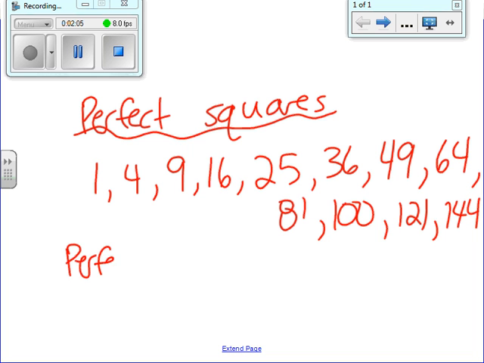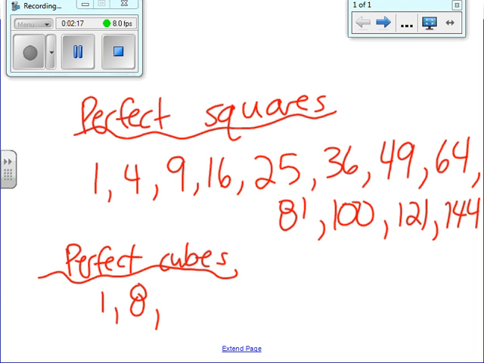Perfect cubes are the same idea, except now you've got numbers with whole number cubed roots. So basically I'm going 1 times 1 times 1 gives me 1, 2 times 2 times 2 gives me 8, 3 times 3 times 3 gives me 27, 4 times 4 times 4 gives me, let's see, what's 4 times 4 times 4? Of course, 64. 5 times 5 times 5 is 125, etc., etc.